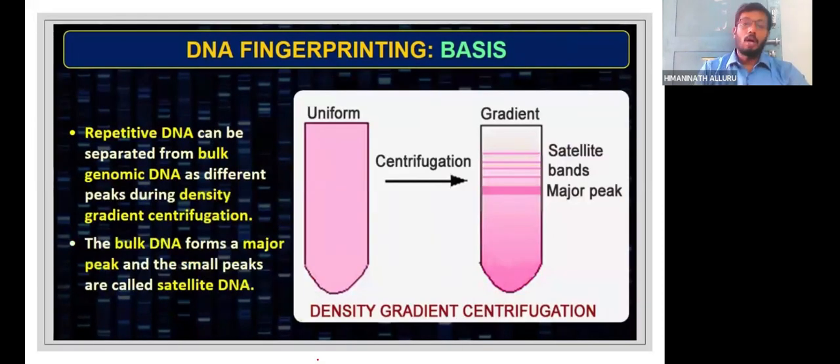Okay. Now, how is it done in the laboratory, the methodology of doing. First, the scientist, or the forensic expert, whoever is involved in doing the job, will isolate the DNA from different individuals. They will subject it to density gradient centrifugation. This density gradient will separate the DNA into different layers, where different peaks will be there, which we call satellite DNA. Satellite DNA will not be similar. It will have different numbers of repetition.